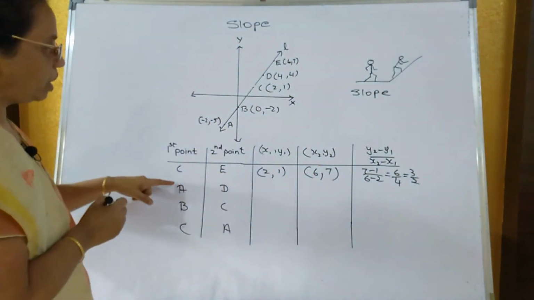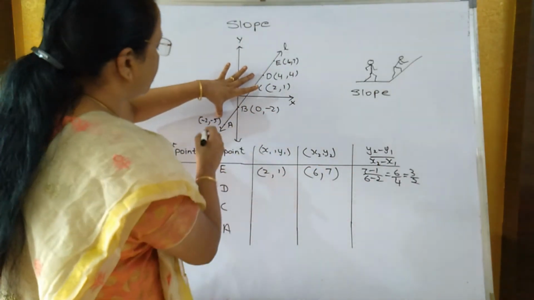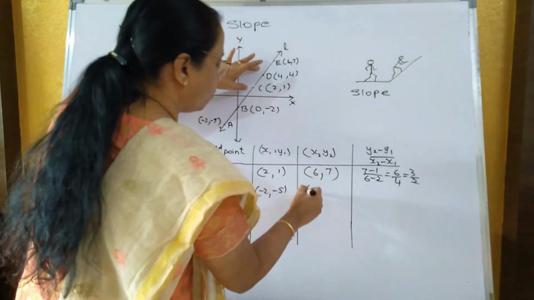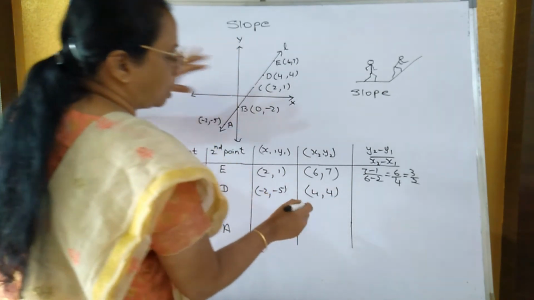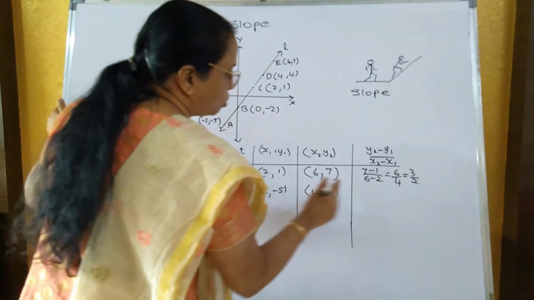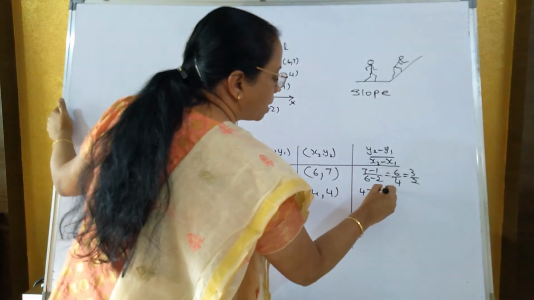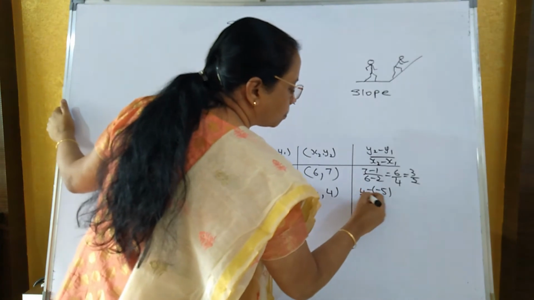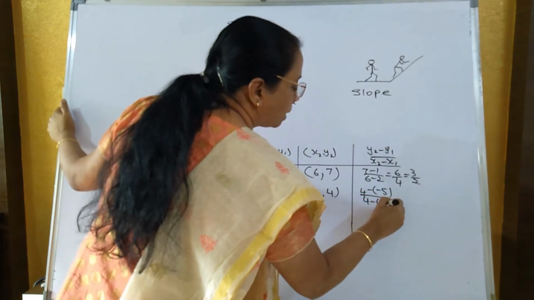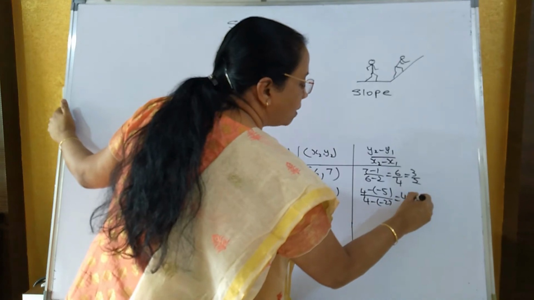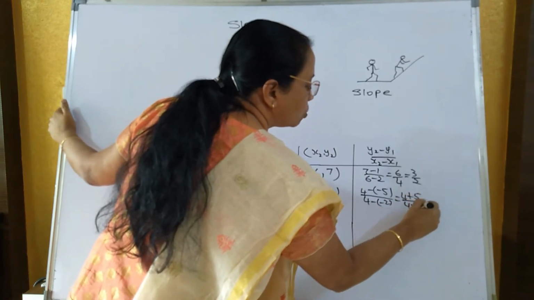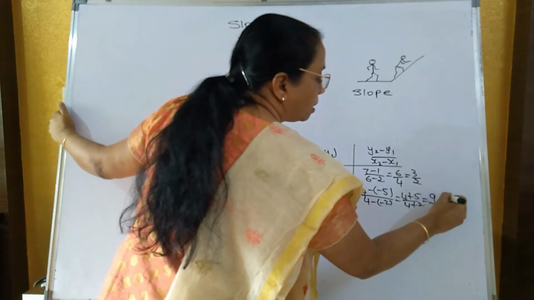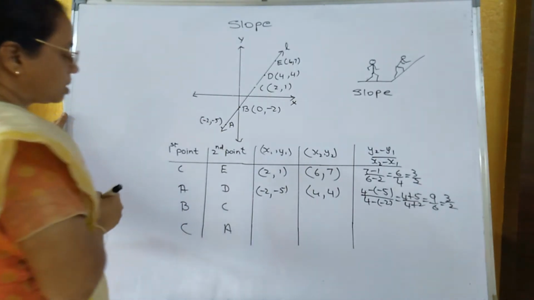Now same way if you take A and D. A is (-2, -5) and D is (4, 4). Now y2 minus y1, 4 minus (-5), upon x2 minus x1, 4 minus (-2), that's equal to 9 upon 6. It goes in 3's table. 3 3's are 9, and 3 2's are 6, so 3 upon 2.